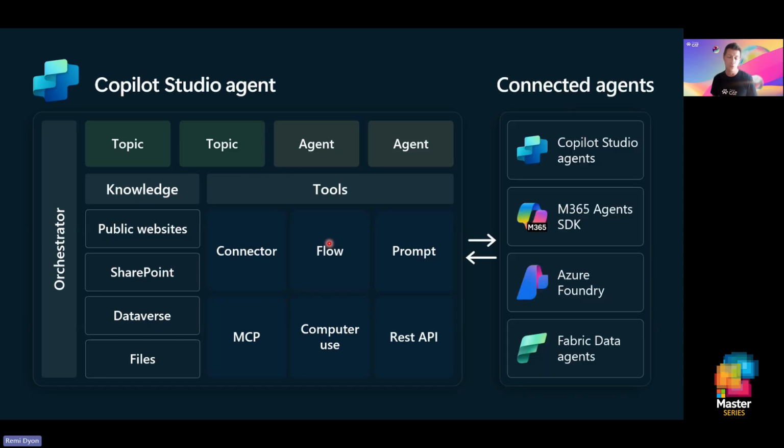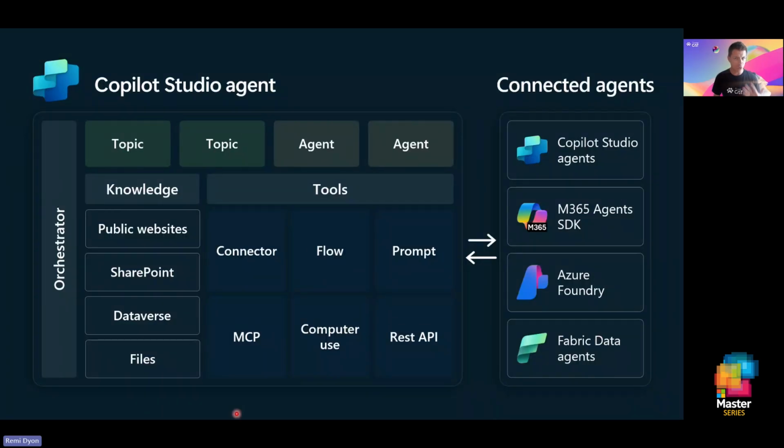The second way to have a multi-agent architecture is to connect to external agents. Those agents can be built with Copilot Studio, Agent SDK, Azure Foundry, and Fabric Data Agent. Not all of them are available today. Some are on the roadmap, like the Agent SDK is not yet available. So today we're going to talk about mainly Copilot Studio Agent and Fabric Data Agent, as well as Child Agent.